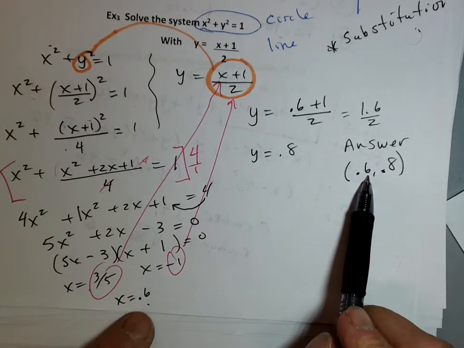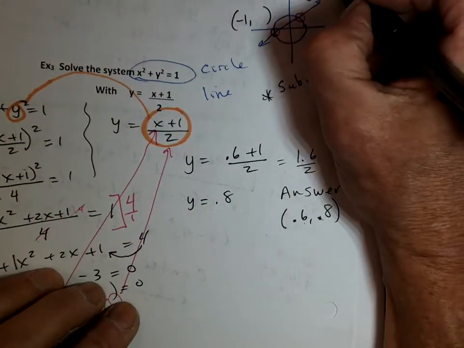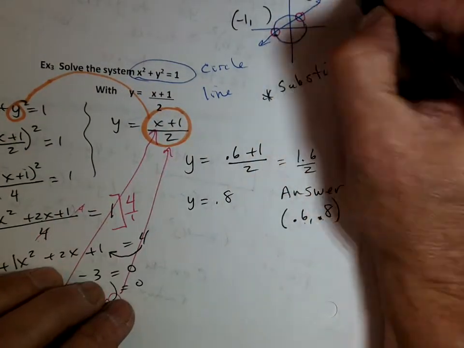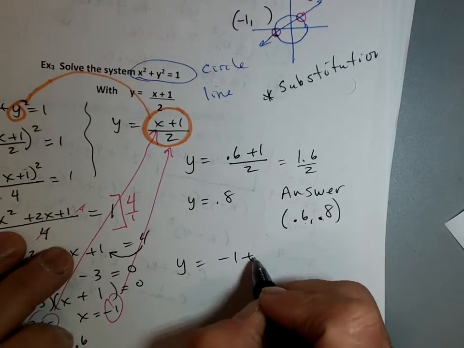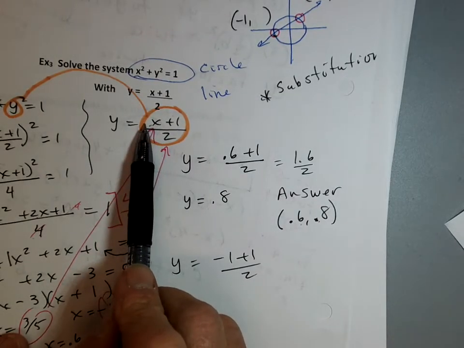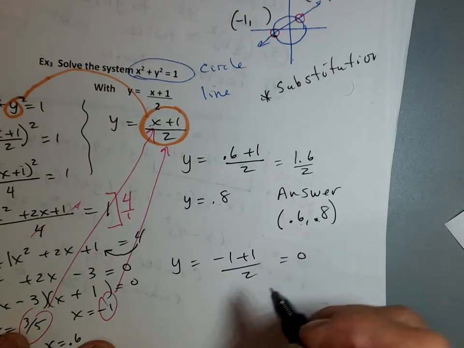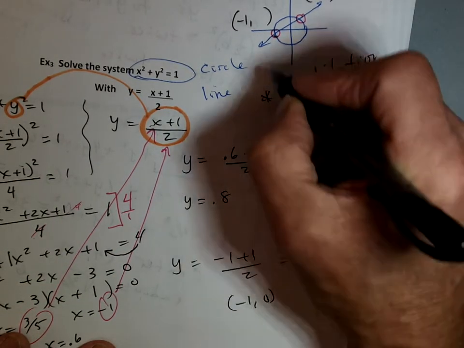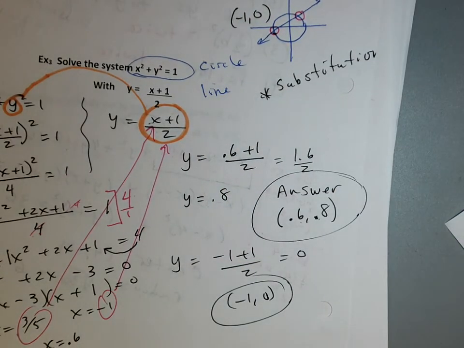Because I plugged in 0.6 and I got 0.8, my first point is at 3/5, 0.8. My second one, let's plug in negative 1. y is equal to negative 1 plus 1 over 2. So I plug my negative 1 in for x, and that's just 0. So my other point of intersection is at negative 1, 0, which is that point there. Awesome problem, huh? We need to be challenged every now and then.